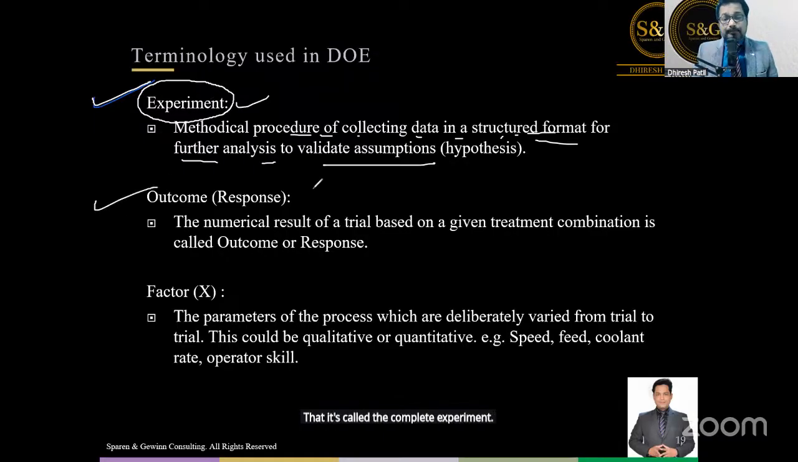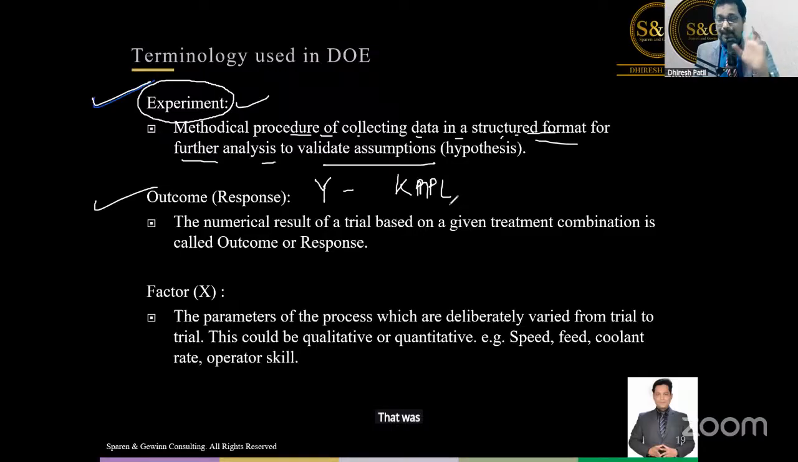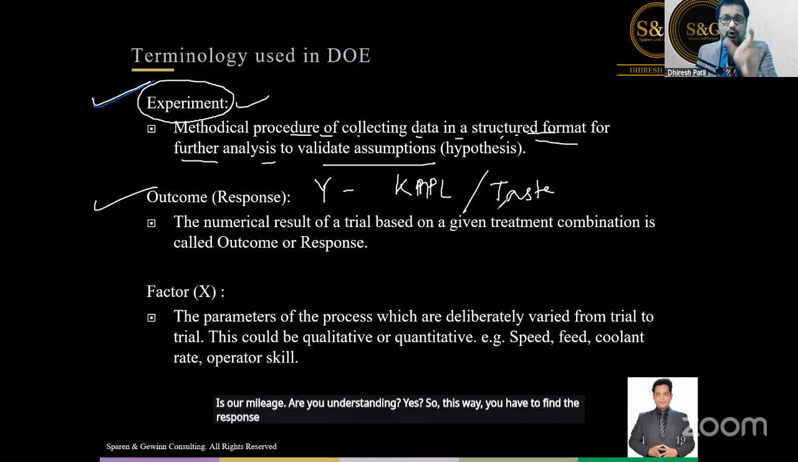Then outcome, which is Y, right? So in the earlier case, it was kilometer per liter. That was our Y, the mileage. Okay. In the second example, the test is our mileage. Are you understanding? Yes. So this way, you have to find the response. What is the output you are basically finding out.